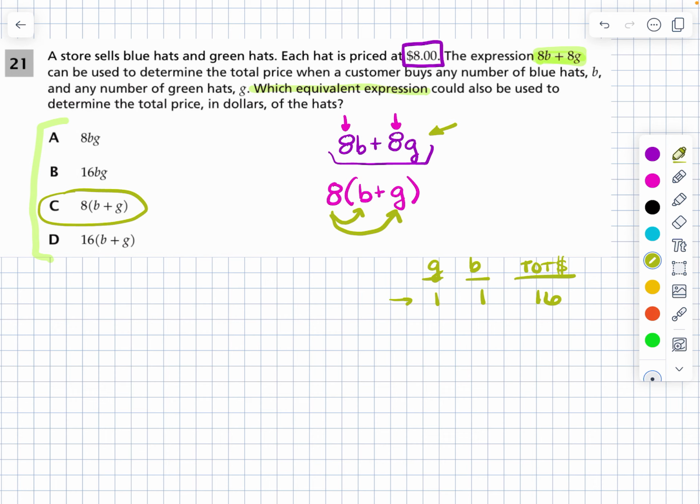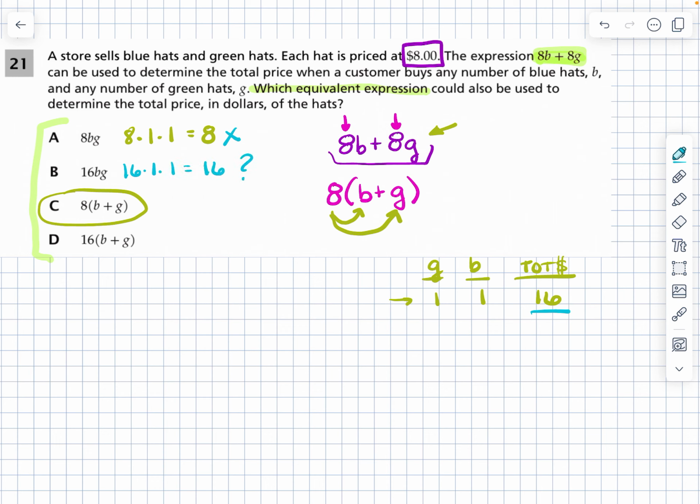So I can plug in 1 for B and 1 for G and see what I get. So in this first one, if I say 8 times 1 times 1, because B is 1 and G is 1, I'm going to end up with 8. But I'm supposed to end up with 16. So this does not work. So let's look at the next one. We've got 16 times 1 times 1, and we get 16. Ah, that might be right.